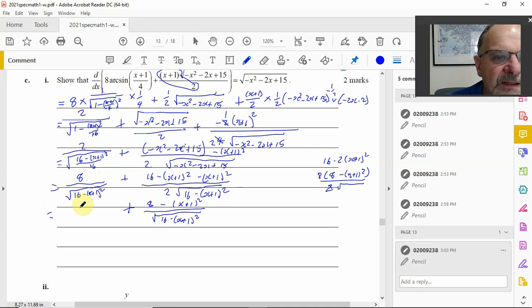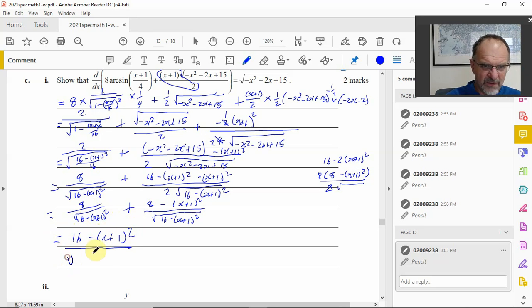All right, and so that's 8 over the square root of 16 minus (x plus 1) squared. We've now got a common denominator here, so we can add those together, and 8 plus 8 is 16 minus the (x plus 1) squared over the square root of 16 minus (x plus 1) squared, which of course this thing under the square root and this here are the same.